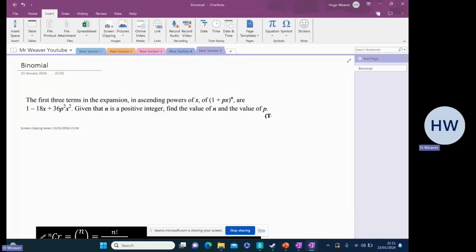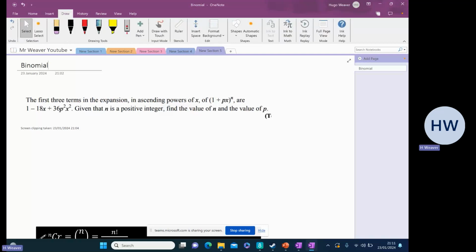I've been given this question about binomial expansion. The first three terms in the expansion, in ascending powers of x, of (1 + px)^n are 1 - 18x + 36p²x².